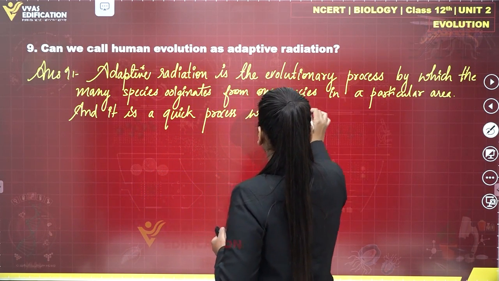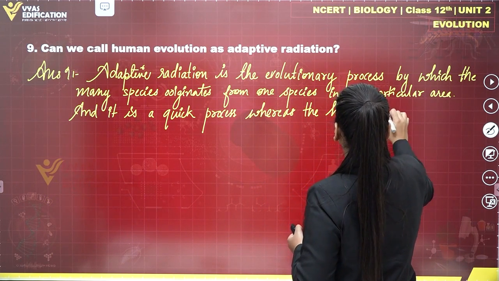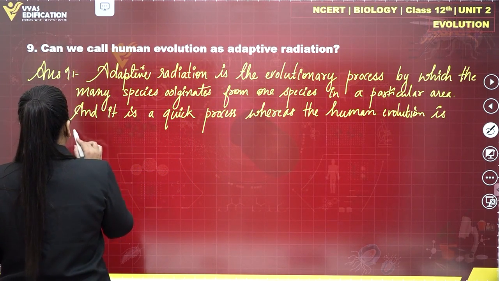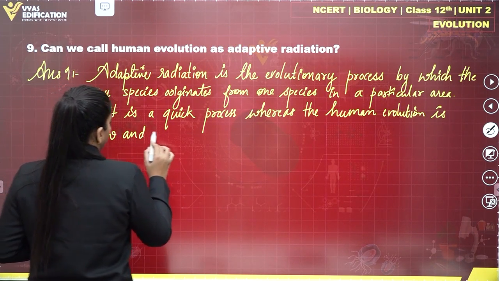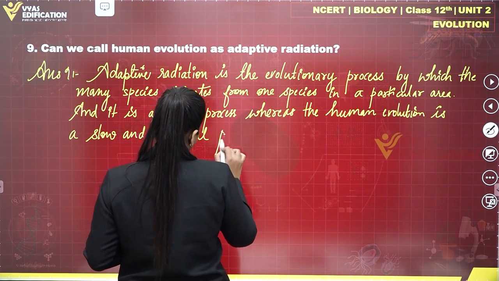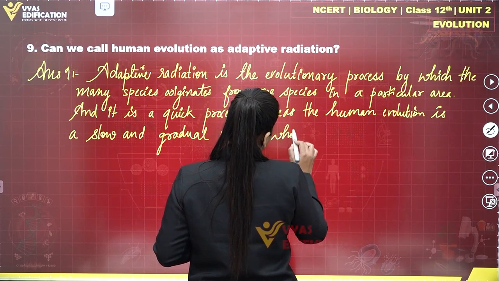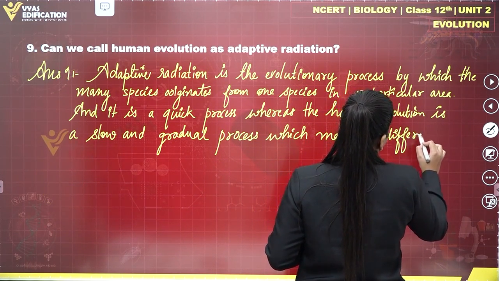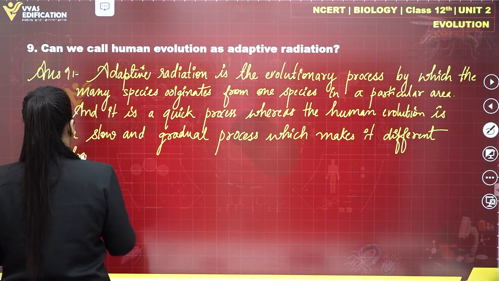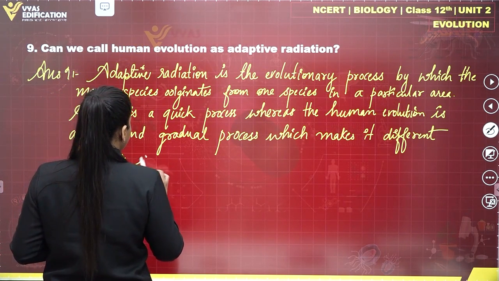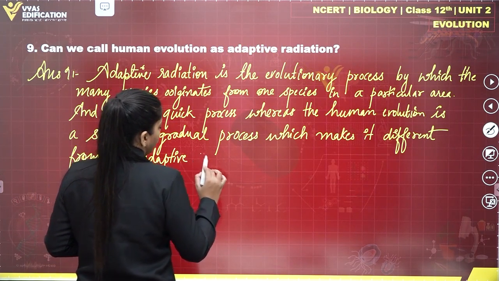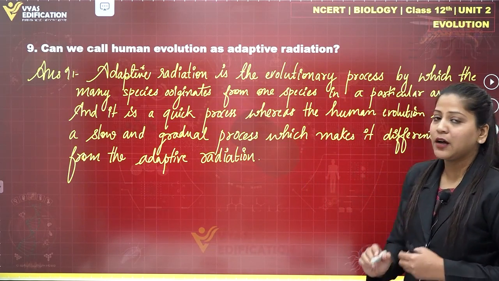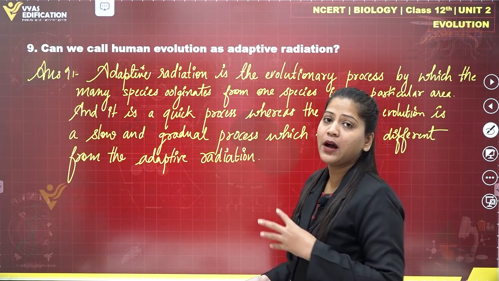whereas human evolution is a slow and gradual process, which makes it different from adaptive radiation, right? So human evolution is actually a slow and gradual process of evolution, which is making it different from the adaptive radiation.